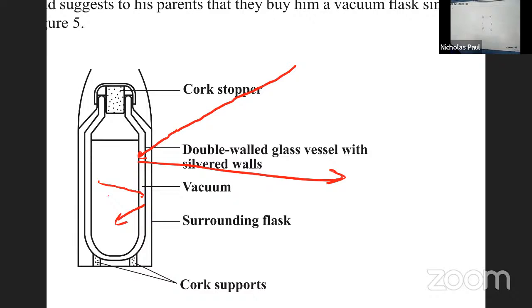What's the purpose of the vacuum? Could you have conduction in a vacuum? No. So it stops heat loss by conduction and it stops heat loss by convection. So the vacuum doesn't allow heat to go through it by conduction and convection. But could you lose heat by radiation through a vacuum? Yeah. But you have a silver wall to reflect it back in. Okay? Everybody okay with that?